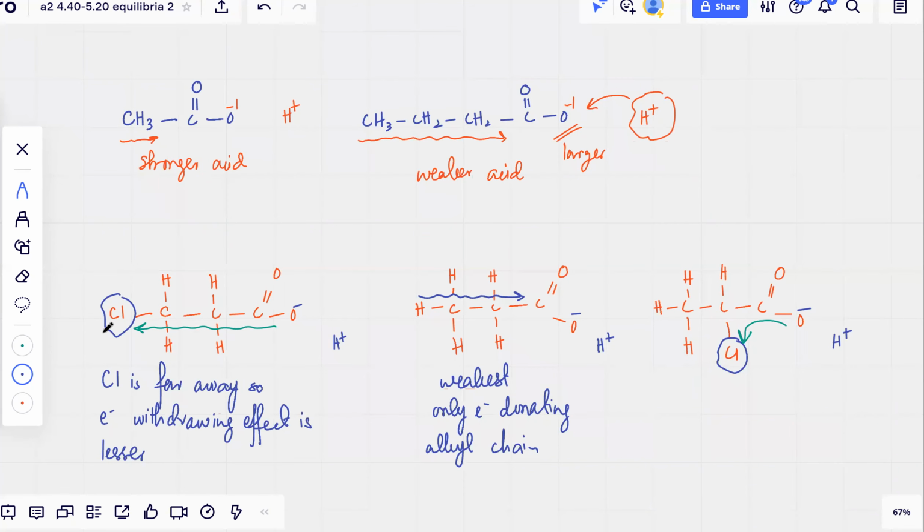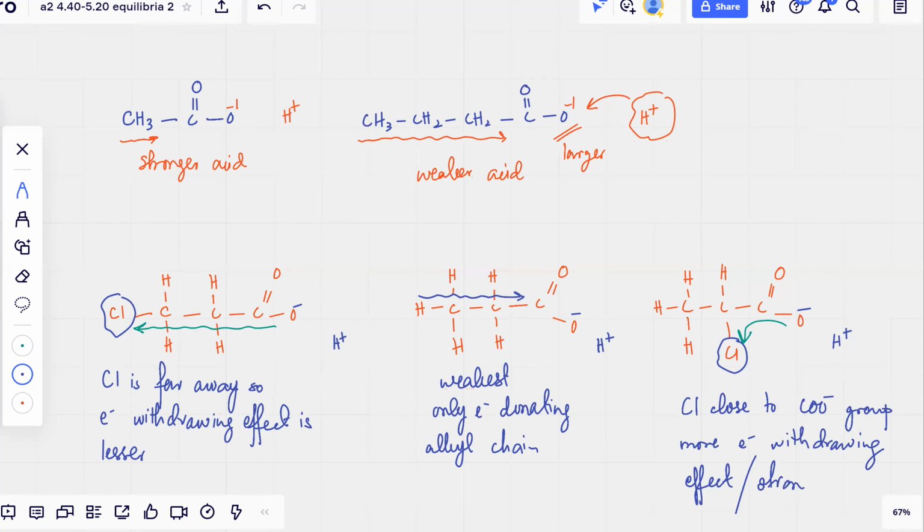It is lesser. Over here, you've got Cl close to the COO minus one group. So there's more electron withdrawing effect, and it's going to be stronger. So this one is going to be a stronger acid. So ये clear है? Yes, sir.